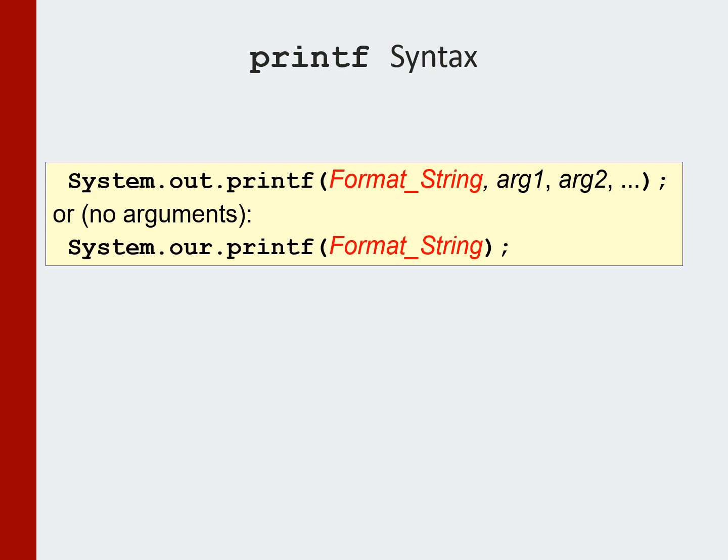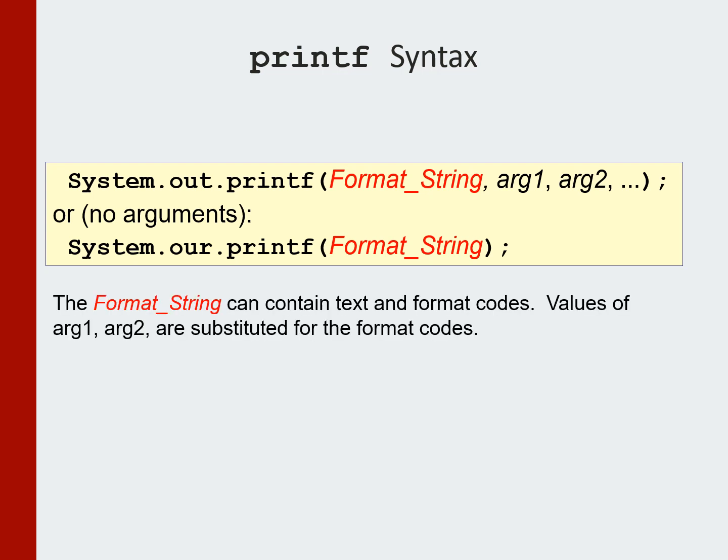It's just going to be System.out.printf and then the string that you want to format and then your arguments for that string in order. If you want to have arguments, which you don't necessarily do. The format string can contain both text and format codes. And the values that are arg1, arg2, and so on are substituted for the format codes in order.